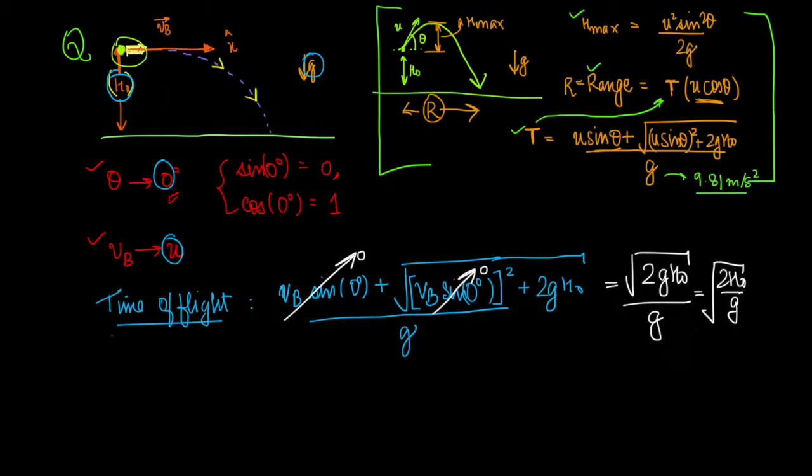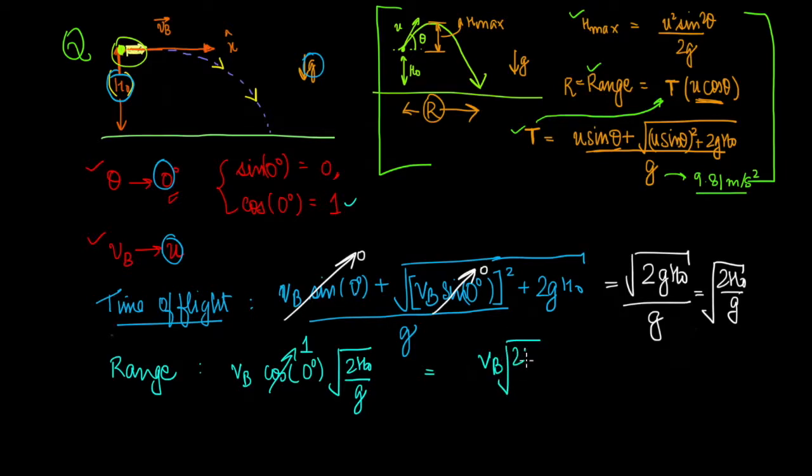What about the range? All right, so we can evaluate the range at this point because now we know what t is. So the range would be u cosine theta. Now remember, u was v sub b, and theta was 0 degrees, and we multiply that by t, so that would be 2h0 by g. Putting in the value of cosine of 0 degrees, which was 1, you get v sub b times the square root of 2h0 by g, so that is the same thing.